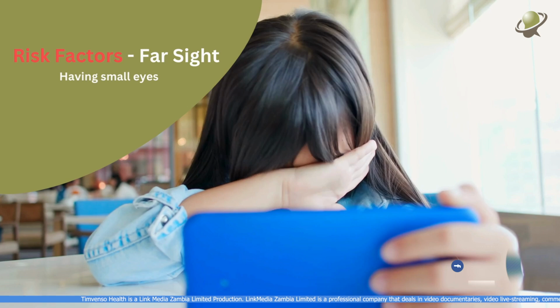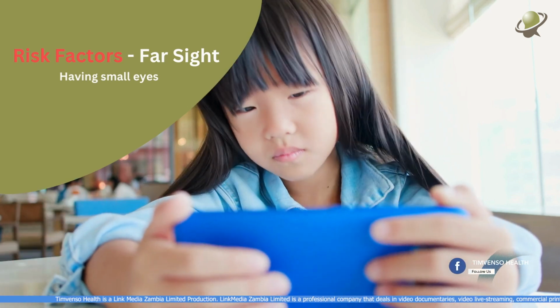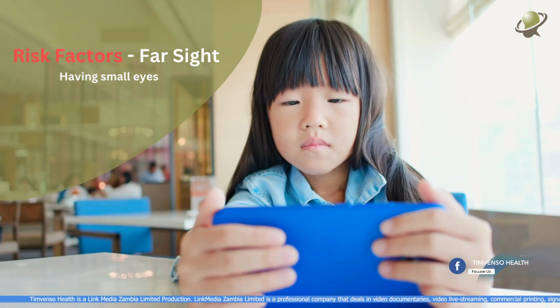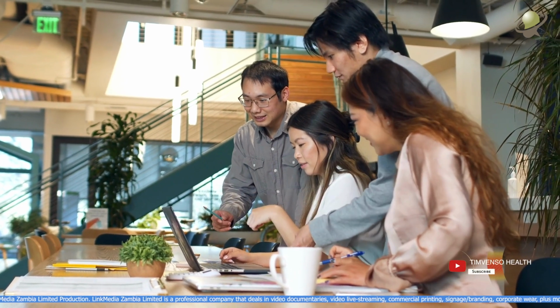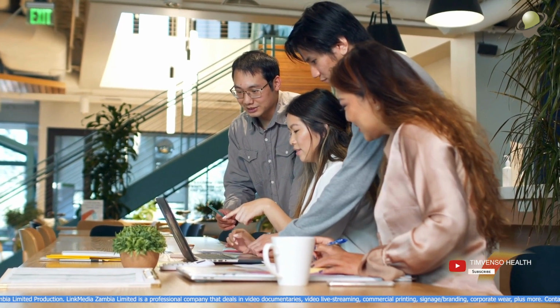For far-sightedness, the major risk factor is having a small eye. So like our Asian counterparts, that's why they are more at risk, because naturally they've got smaller eyes than the rest of us. So you find that even if their lens focuses the light on the retina, it tends to overshoot to the back of the retina because of the size of the eye. So those are some of the risk factors.